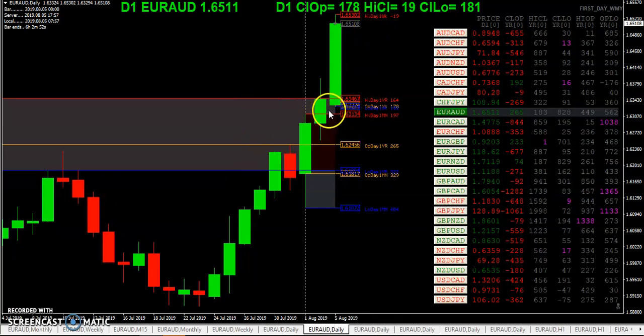First day of the month was a couple of weekdays ago. So let's see, Friday, Thursday was the first day of the month. It already exited that range on Friday. You see it exited the first day of the year's range, opened here, and shot right through it. So if you took that trade, good to go for 165 pips.